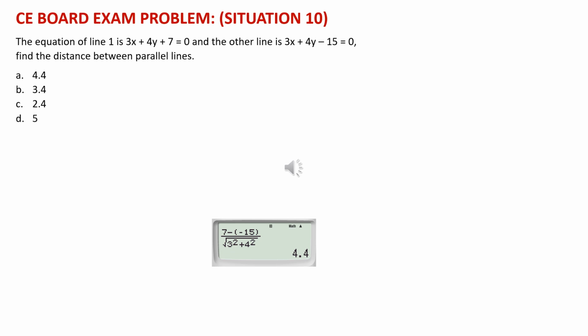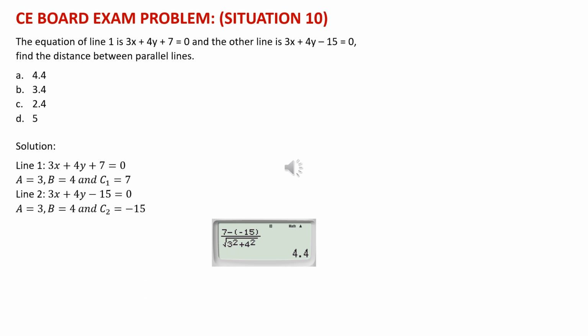Now let's have another problem. CE board exam, situation number 10. The equation of line 1 is 3x plus 4y plus 7 equals 0, and the other line is 3x plus 4y minus 15 equals 0. We have to determine the distance between these two parallel lines. The choices are the following: 4.4, 3.4, 2.4, and 5 units.